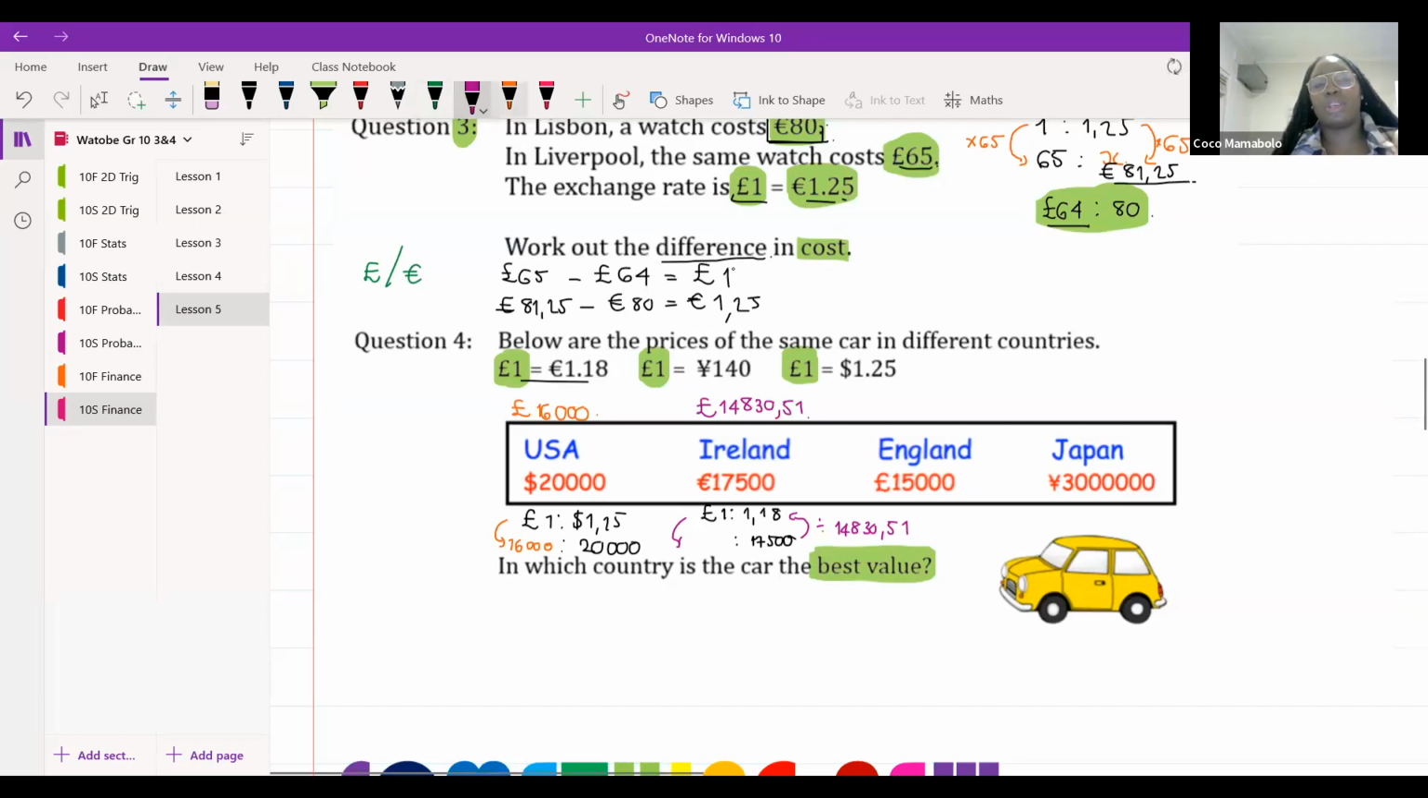And the last one we can do is the Japanese yen. So again, for every £1, I get 140 yen. So now I know I have 3 million yen, 1,312,3. And in order to get from here that way, I'm going to need to divide. So what answer do I get when I divide, guys?